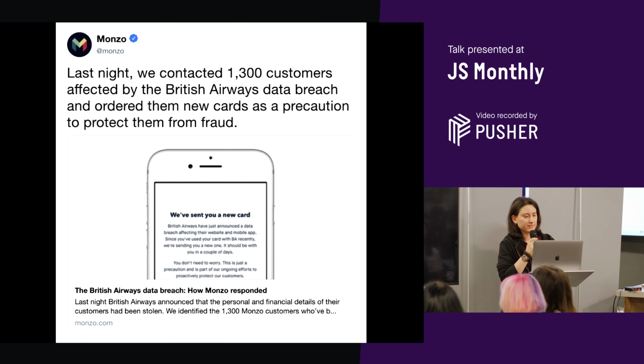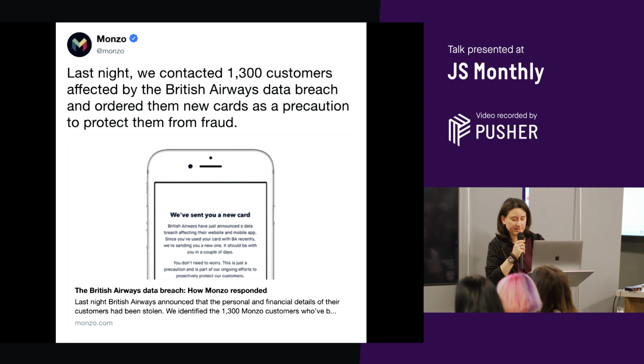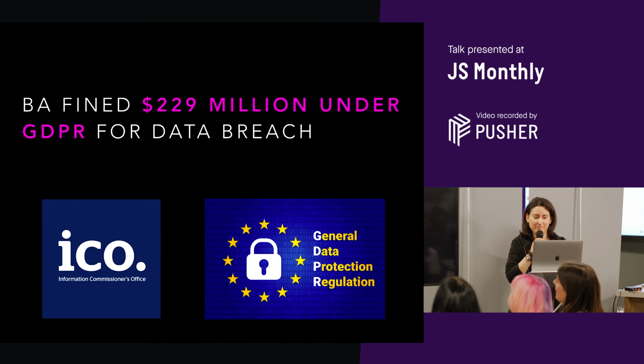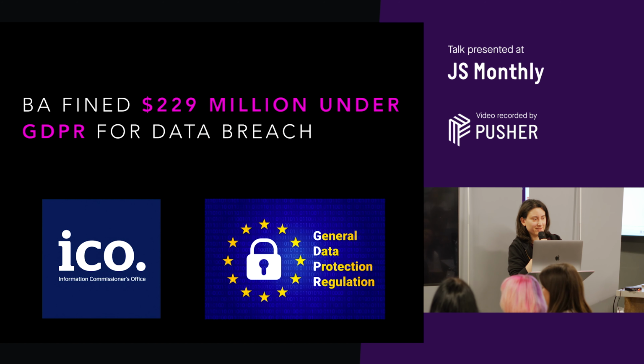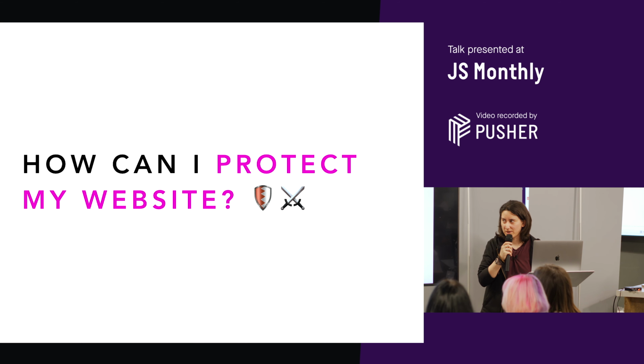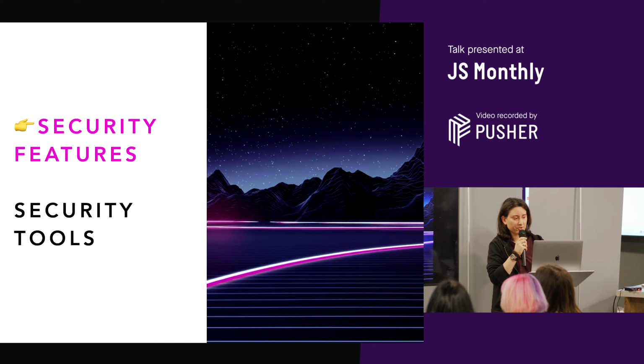So what happened after that? Well, Monzo also had to reissue some of the cards to prevent fraud for their customers. But British Airways got fined $230 million under GDPR for the data breach. That's really bad. So you're wondering, how can I protect my website? Because I don't want this to happen in my company. Good news, you have tools. You have security features and security tools. So let's go first with the security features.